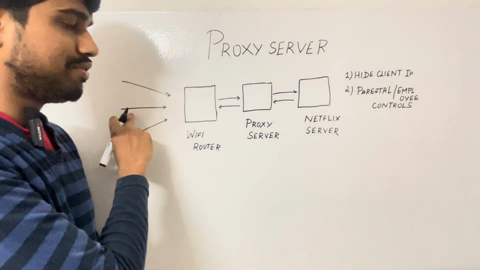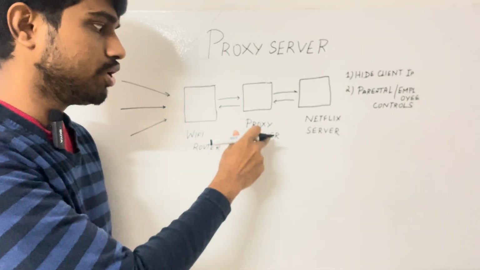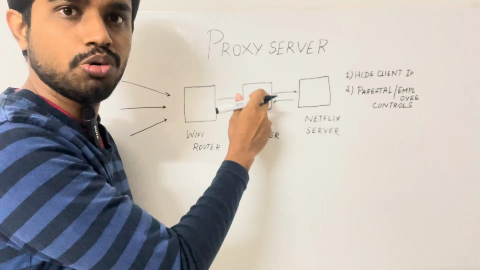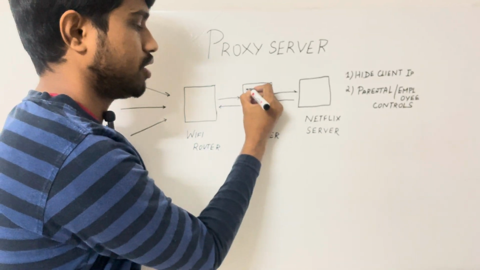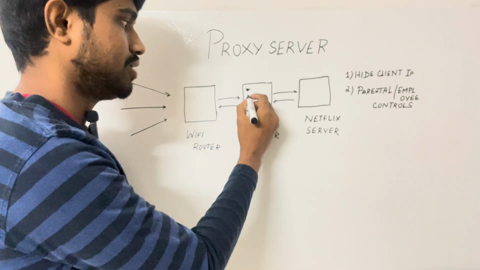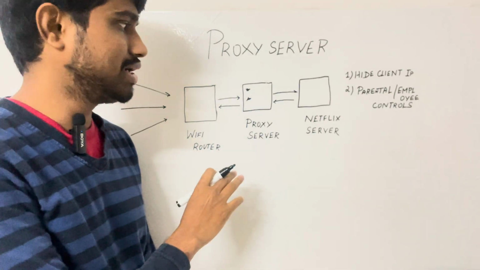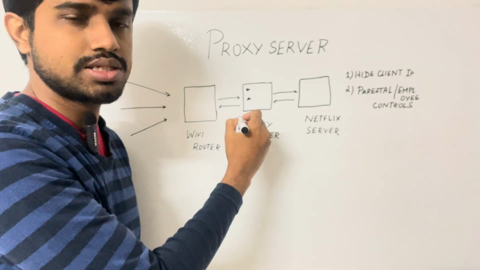So now everything needs to come through the Wi-Fi router, and you configure the Wi-Fi router to use a proxy server. And in the proxy server, you go and define the rules. Rule number 1, no Netflix after 9 p.m. Rule number 2, no Netflix more than 1 hour, right?